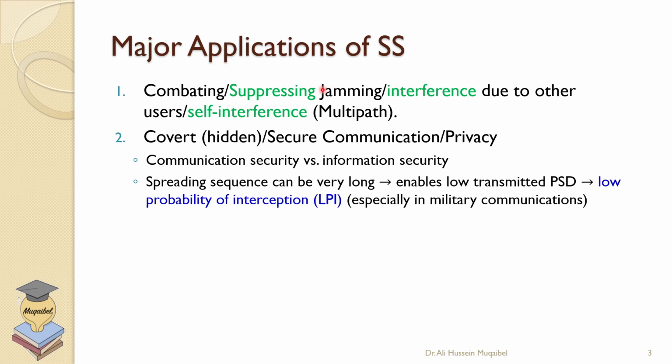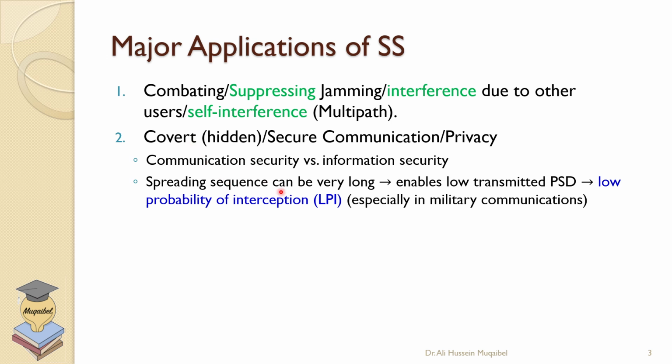Spread spectrum is also used for covert, hidden, secure communication and privacy. And remember that in secure communication, you don't want the unintended users to know that you are communicating. Not just not being able to find the information, that's called information security. We're going one step over that by trying to ensure communication security.